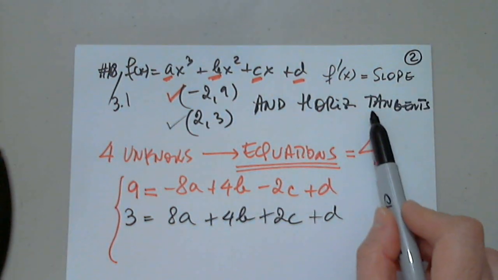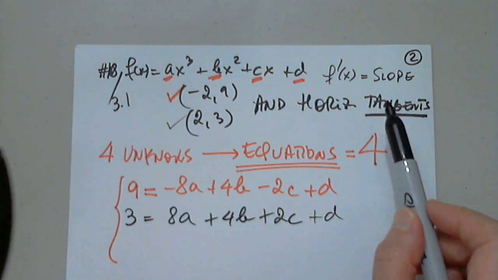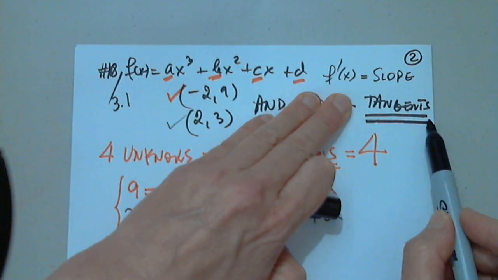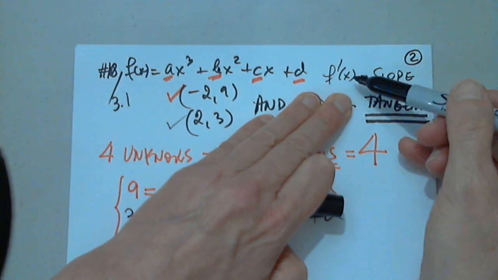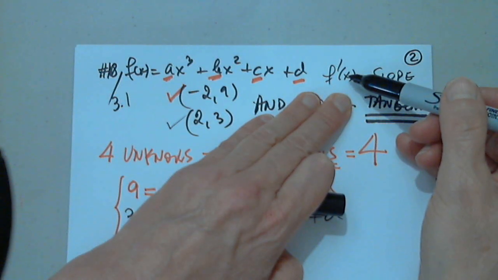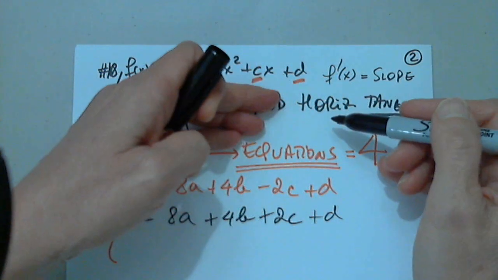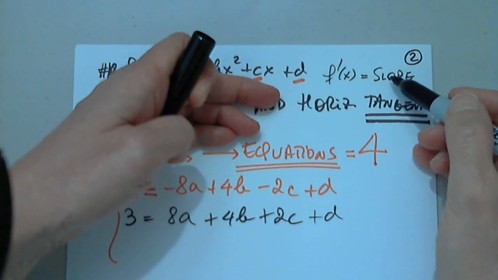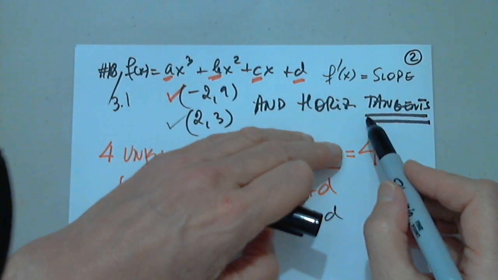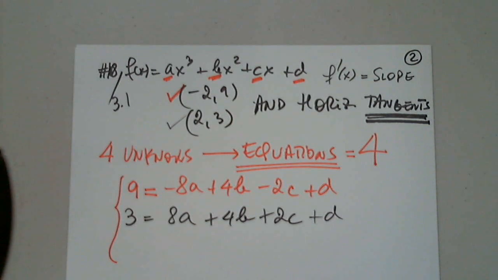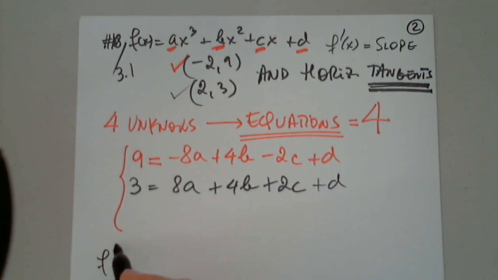So whenever you see a tangent, forget about horizontal. Whenever we talk about a tangent, the slope of this tangent is given by f prime at that point. If it's horizontal, this will be 0. That's all it means. But every time we talk about tangents, we mean the first derivative. Okay, so let's find f prime of x.